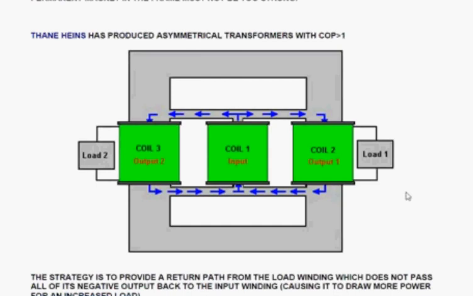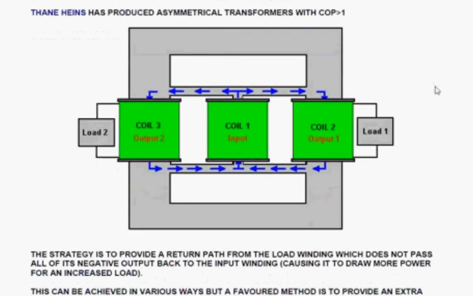Thane Hines has produced an asymmetrical transformer, and the COP, or coefficient of performance, is always greater than 1. This is a picture of one of the styles of his transformer design. He has put a thick outer ring of conducting magnetic frame around the outside, and he has got two output coils. Coil number 3 is one output, coil number 2 is another output, and coil number 1 in the middle is an input coil. And he's got two output loads, load number 1 and load number 2.